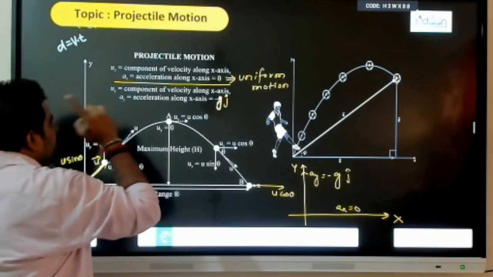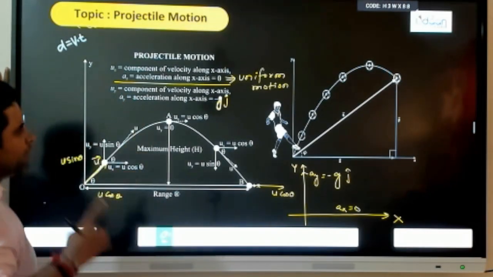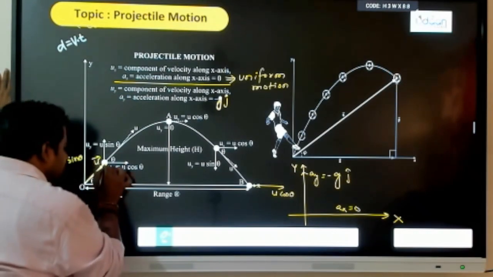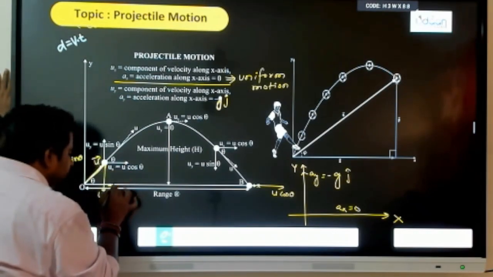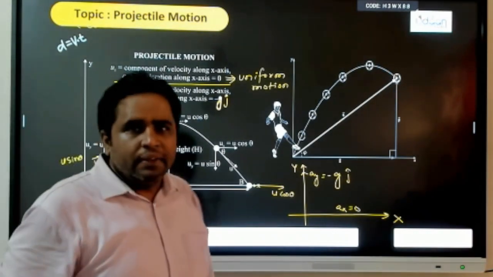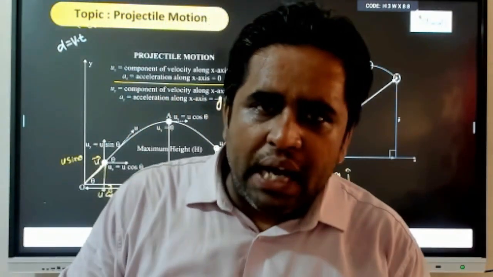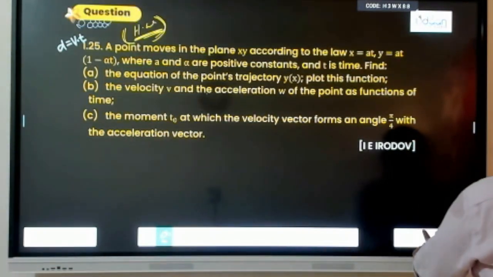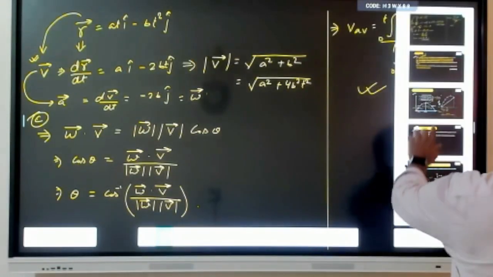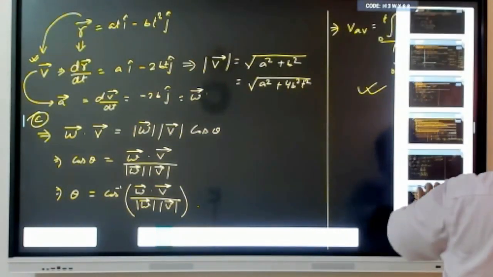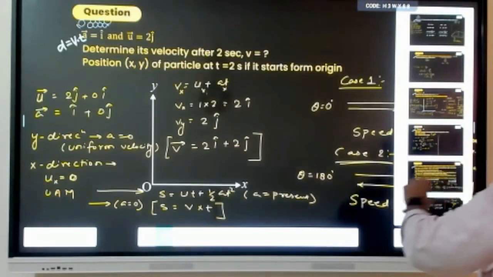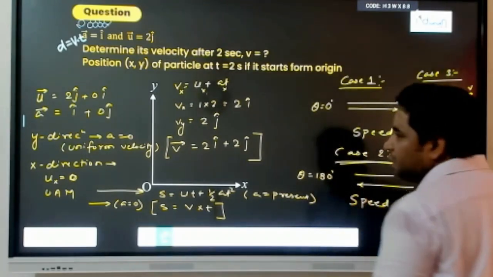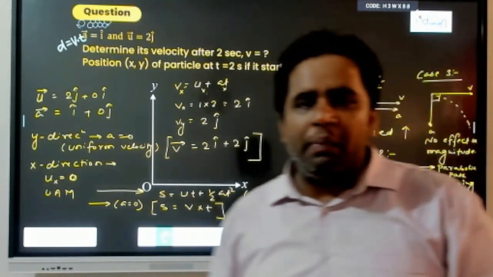Similarly, this one is u sin theta, and I have told you that in the y direction there is the influence of acceleration, and that is in the opposite direction, the downward direction. So on this side it will be acting with g, right? I have already mentioned, when the velocity is in the forward direction and the acceleration in the opposite direction, in that condition speed will be decreasing.